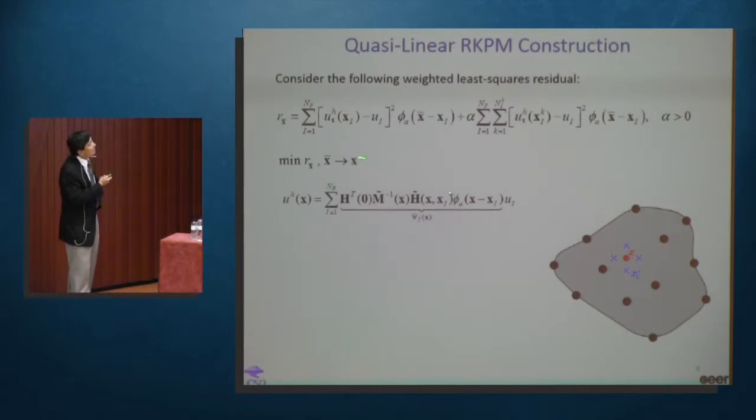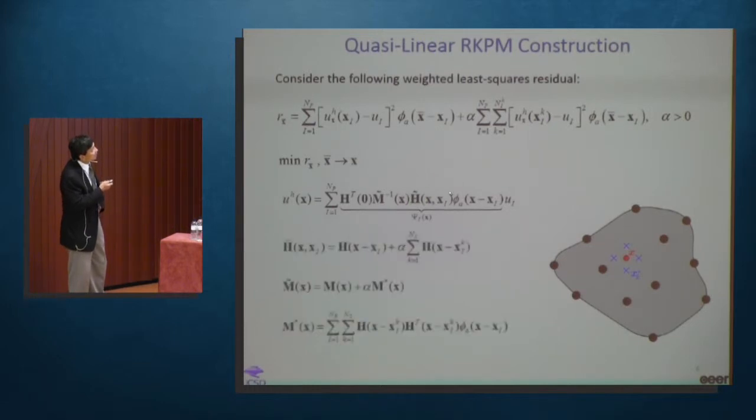Once you do this minimization, you get an approximation function that looks very much like the original reproducing kernel approximation function, except here the vector that contains the basis functions has an additional term. That is the additional evaluation of those basis functions at these few cross points. And the moment matrix also has an additional term here. Alpha is a small positive number.